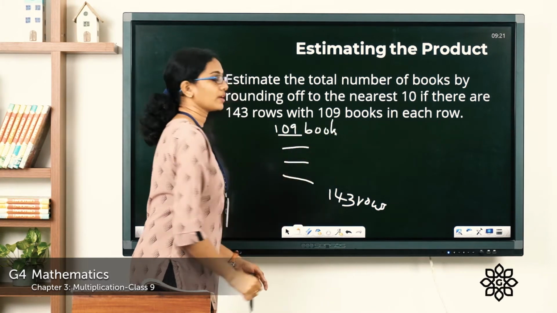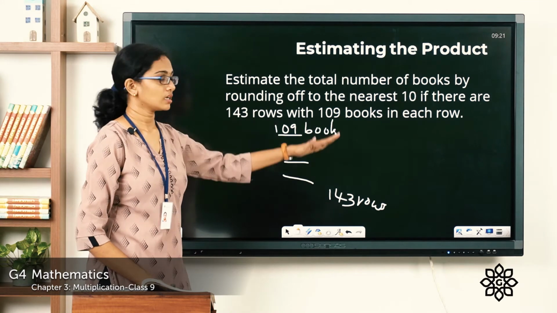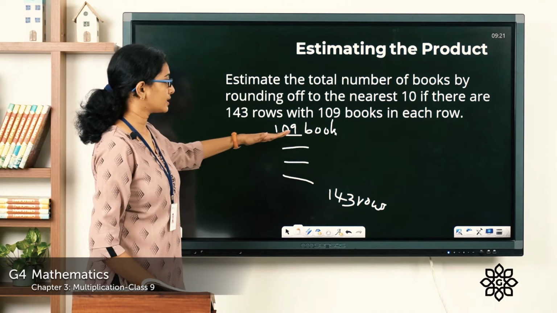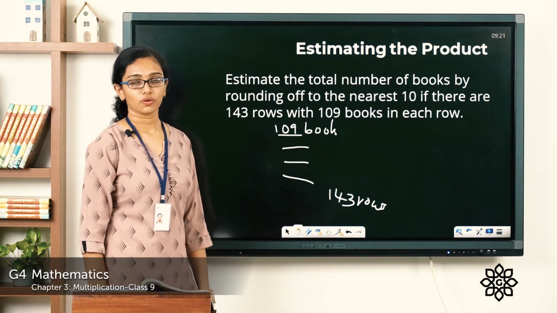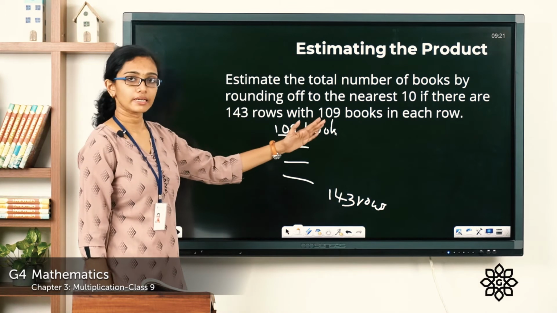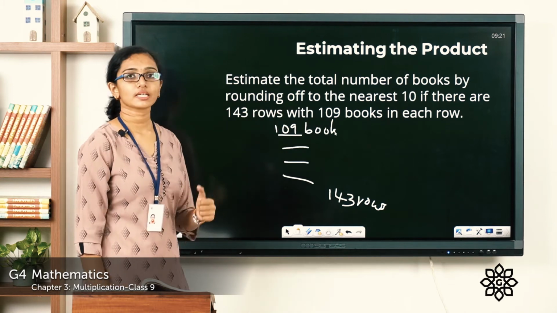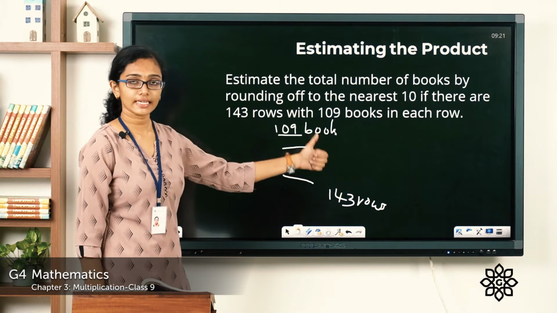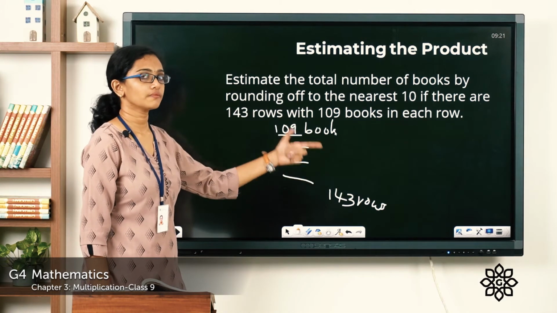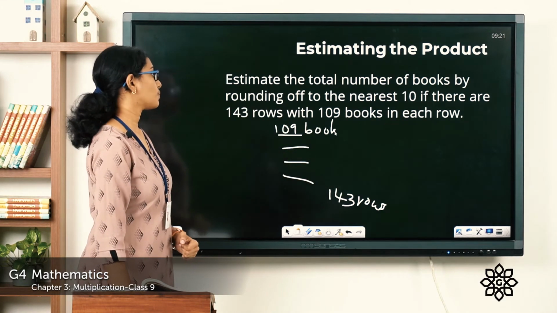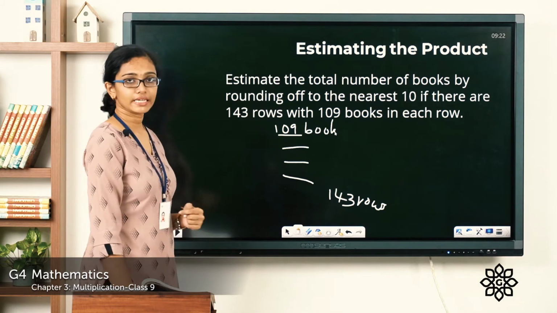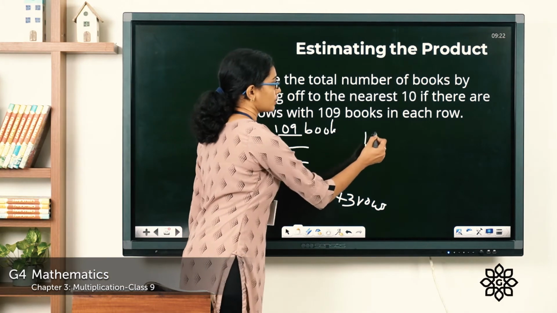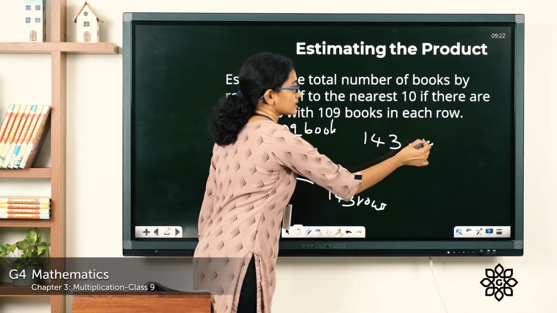You have to find out the total number of books. How do you find the total number of books? 109 into 143, right? So you have to estimate the product by rounding off to the nearest 10. To find the estimated product, you round off each number, then you find the product, right? So let's first round off the numbers given in the question.